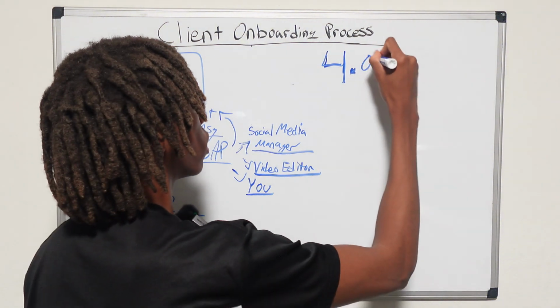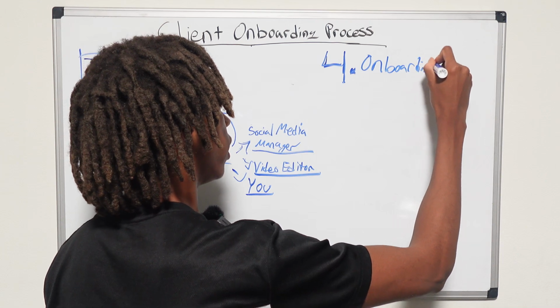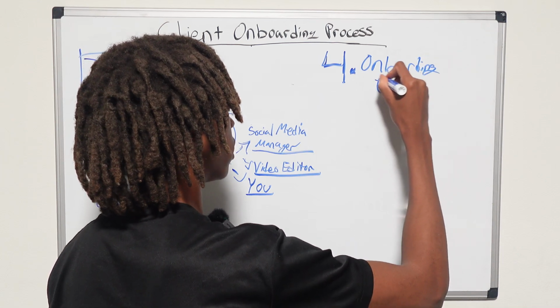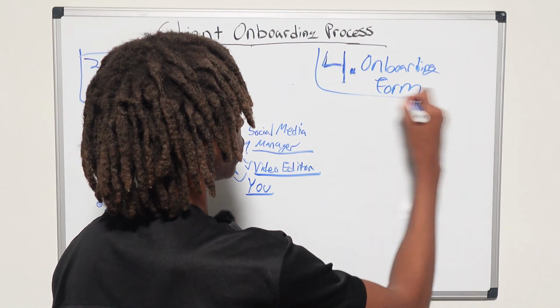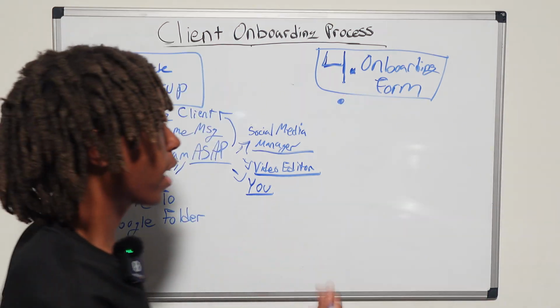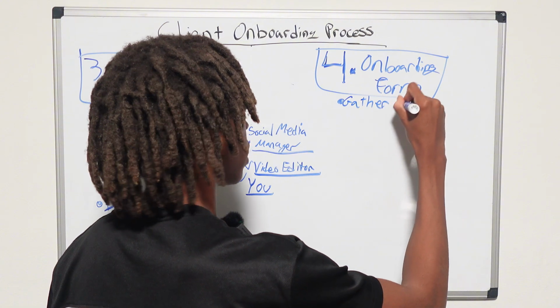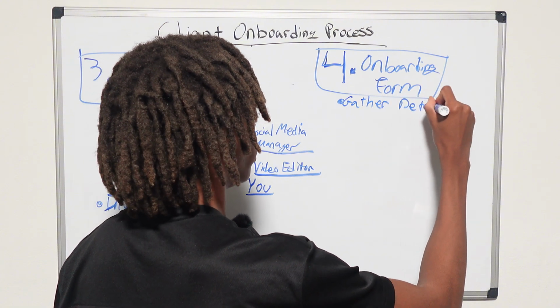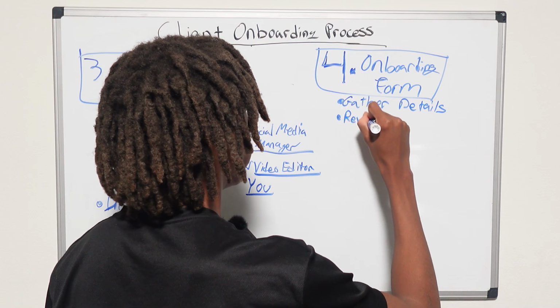So number 4, we're going to do the onboarding form, and this can be via email. We don't have to do this in the Slack channel, but we want to make sure they actually fill this out. And if they don't, then we'll notify them in the Slack channel eventually. But the onboarding form, here we're going to gather a bit more details on their business, the details that we didn't get over the call. So we're going to gather details, review them, and store them in the Google folder.